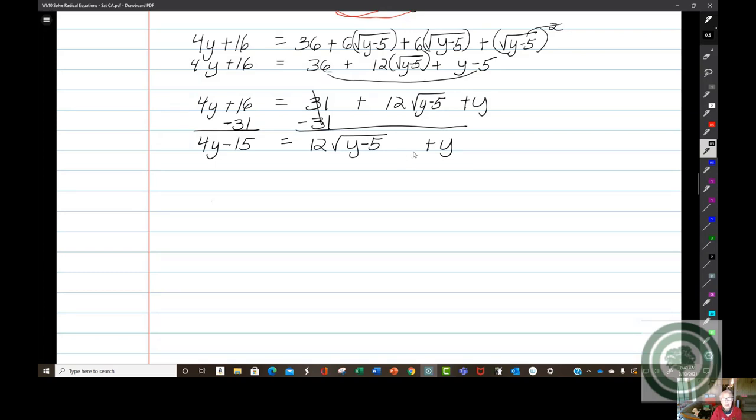Because look what happens. I just left it over there. It's a plus y. Since I didn't take it away, I should have, but I didn't. So it's still there. Now I'm going to take it away. Minus y. Minus y. So these guys zero out. And what I'm left with is 12 times the square root of y minus 5. And over here, 4y minus y is 3y minus 15.